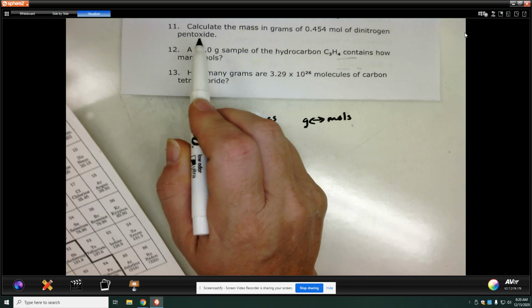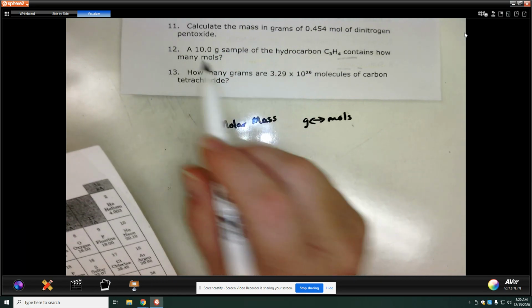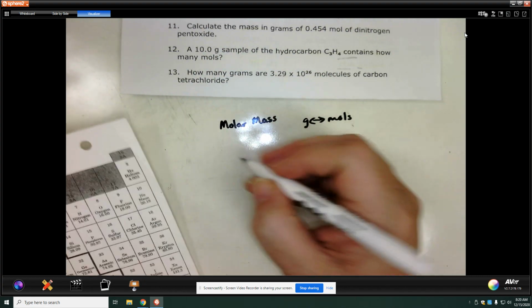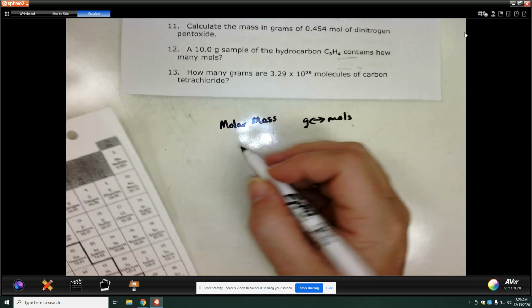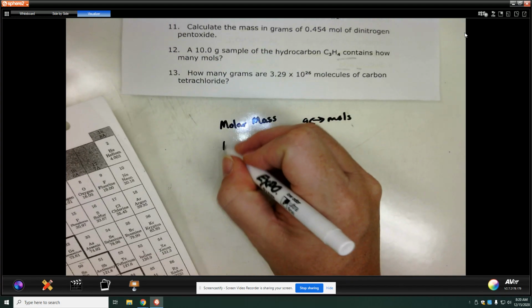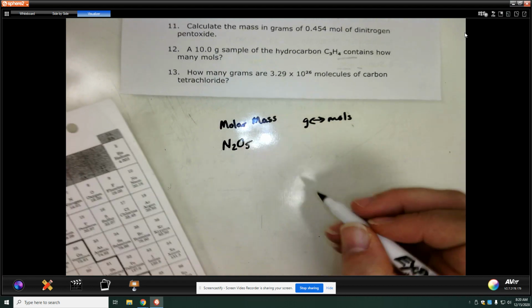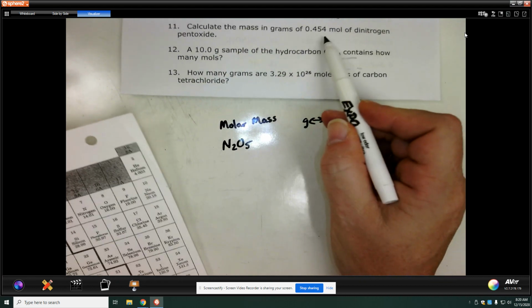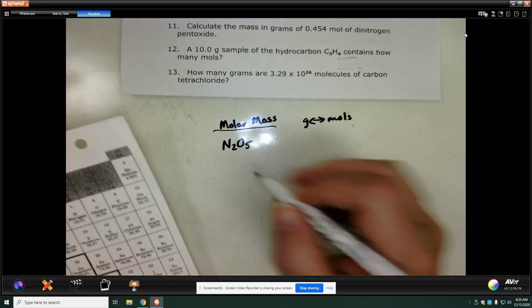Calculate the mass in grams of 0.454 moles of dinitrogen pentaoxide. All right, so dinitrogen pentaoxide, since I see these prefixes, I know this is a molecule. So the formula for this is N2O5. And I have the moles and I want to go to grams. So I'm going to need to find the molar mass of this.